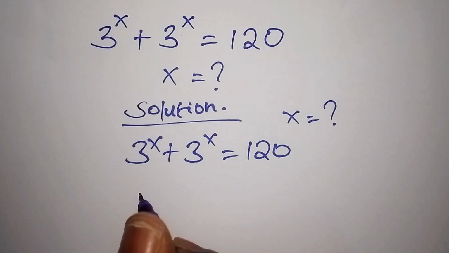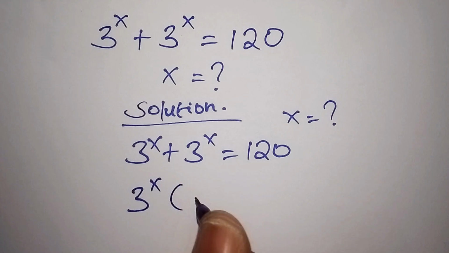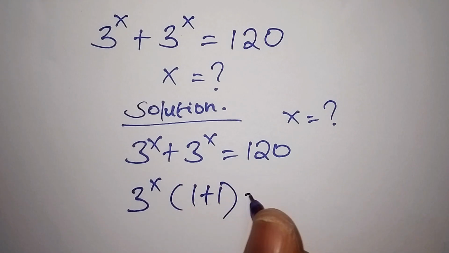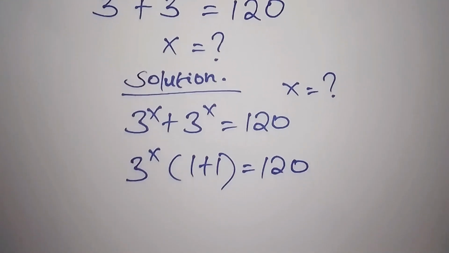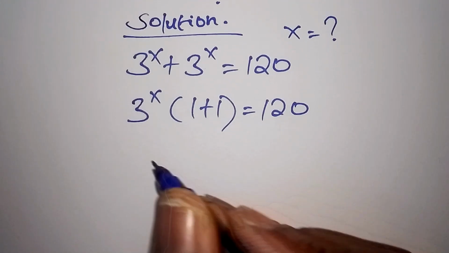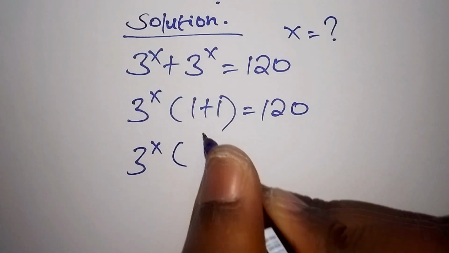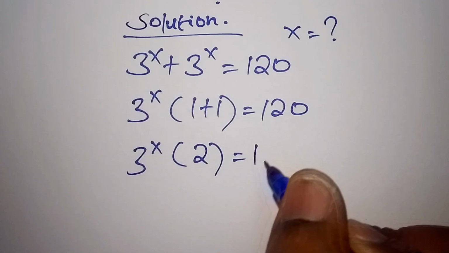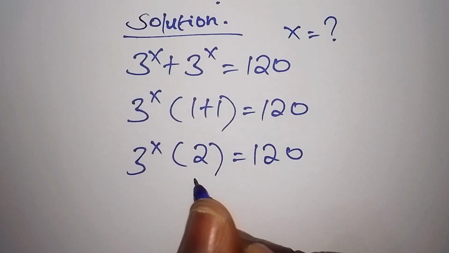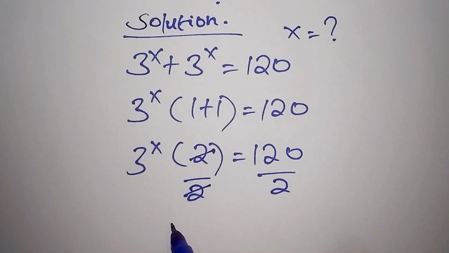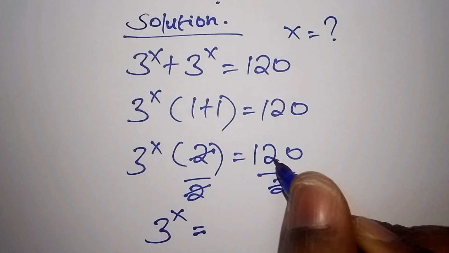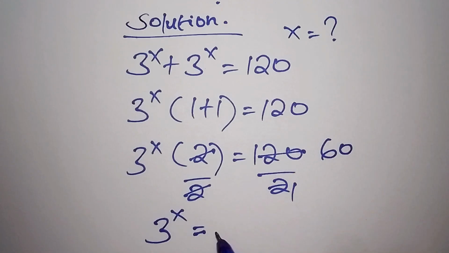Now we shall have 3 to the power of x into bracket 1 plus 1 is equal to 120. From there, we shall work out the bracket. So that is now 3 to the power of x into bracket 1 plus 1, which is 2, is equal to 120. So divide both sides by 2, then 2 by 2 cancel. Now we have 3 to the power of x is equal to 120 divided by 2, which is 60. So 3 to the power of x is equal to 60.